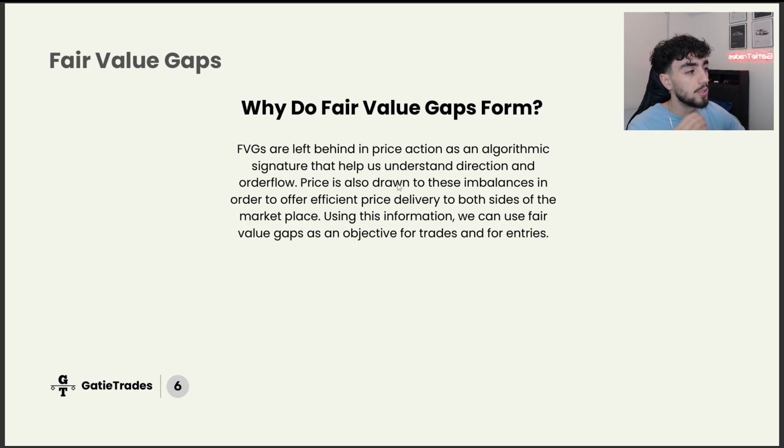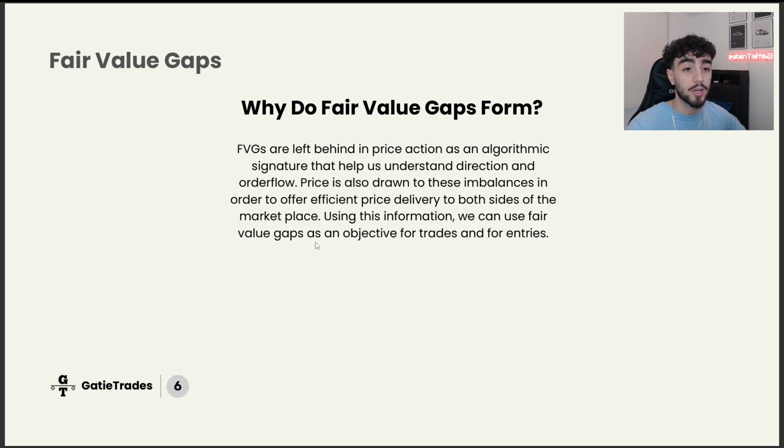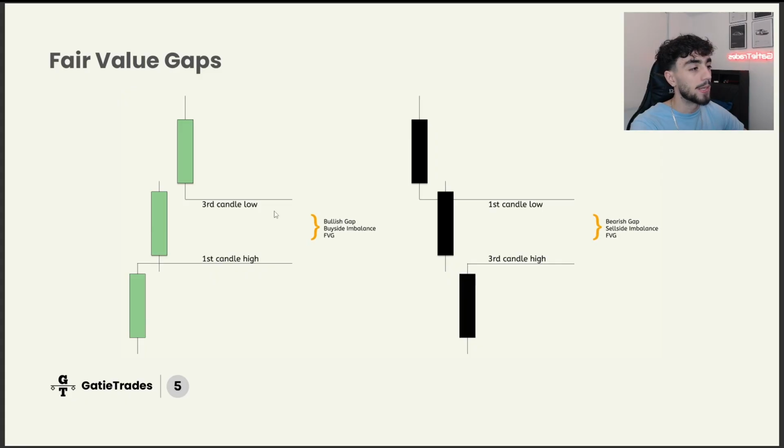Price is also drawn to these levels, like I just said, in order to offer efficient price delivery to both sides. We can't simply have a single pass of buy side delivery up and up and up forever. That is inefficient delivery. We need to come back and offer pricing to sellers in this price range because it's efficient to do so, and the market algorithm delivers efficient price. So using this information, we can use fair value gaps as an objective for potential trades or for trade entries, because we know price is likely to come back into this fair value gap, and we're going to see something based off of that.